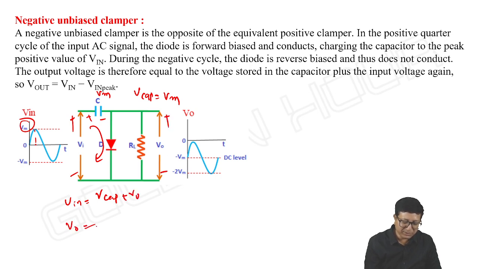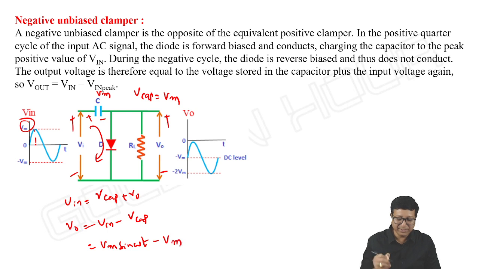And what about V output? It is V input minus V capacitor. It is equal to Vm sine omega t minus Vm. We can observe, so minus Vm. So the output waveform will be like this. Or here it is written V in minus V input peak.